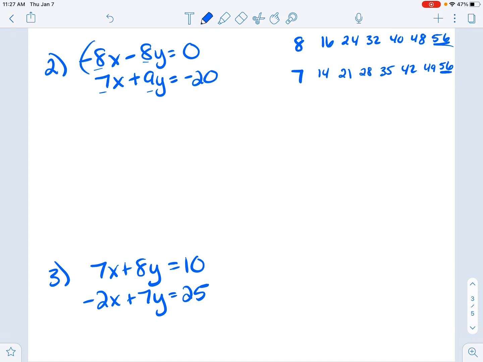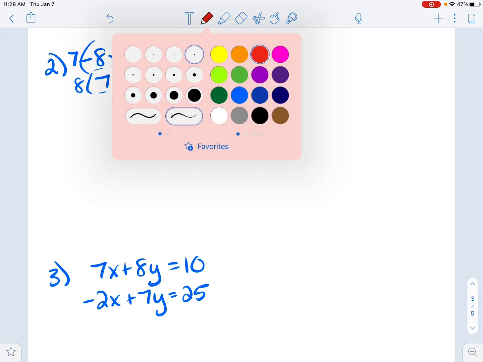So how would I make this 8 in the first equation turn into a 56? I would multiply by 7. Good. So if we multiply that one by 7, now look at the bottom one. How do I make this 7 become 56? 7 times what equals 56? 8. Okay, so let's go ahead and multiply those and see what happens.